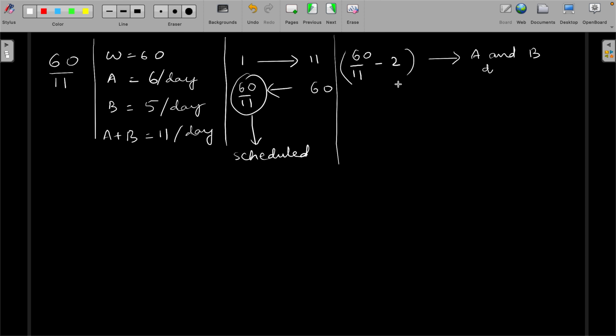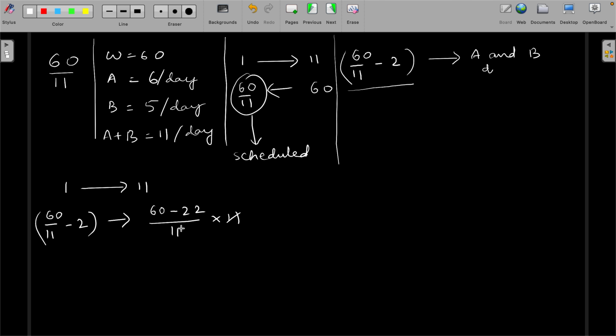Now let us calculate the work done in 60 by 11 minus 2 days. One day's work is 11 units, and in 60 by 11 minus 2 days, the work done will be (60 minus 22) by 11 into 11, which is nothing but 38 units. The remaining work, that is 22 units, will be done by A alone.